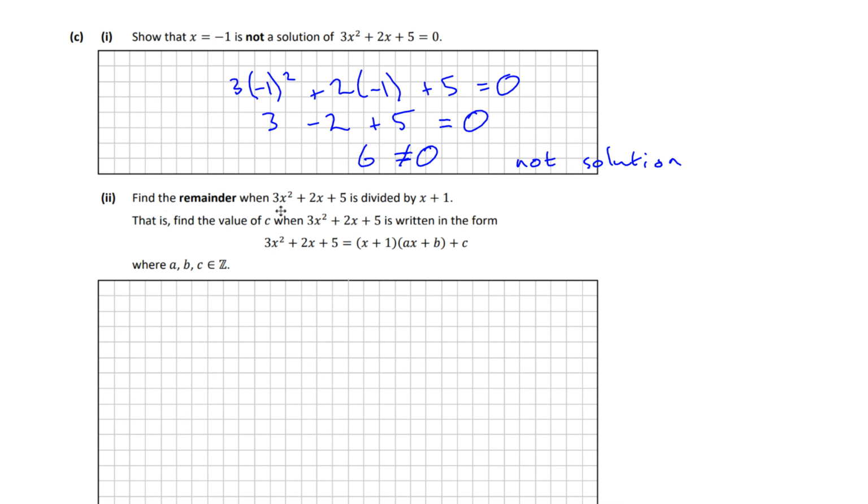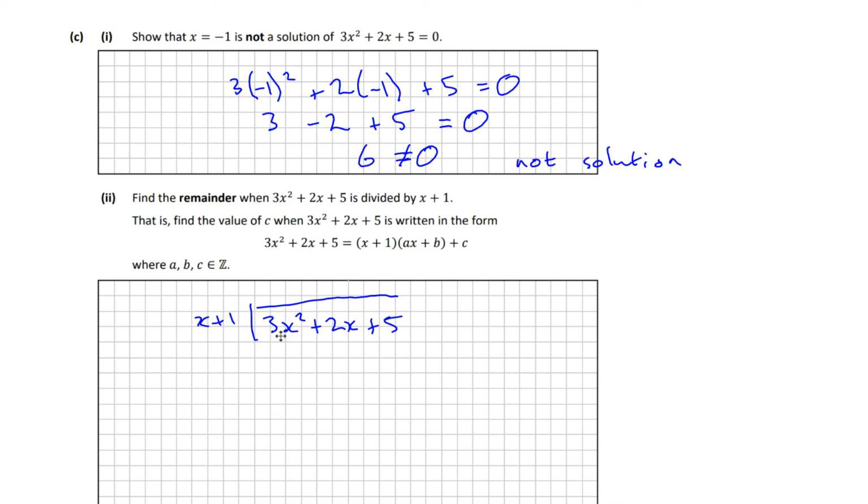Okay. Part 2 then, find the remainder when 3x squared plus 2x plus 5 is divided by x plus 1. That is, find the value of c when 3x squared plus 2x plus 5 is written in this form, where a, b, and c are integers. So one way you can find the remainder, probably the most straightforward way, I think, is just to do long division. So we can divide x plus 1 into our quadratic, 3x squared plus 2x plus 5. And that should give us now an answer on top, but also a remainder.